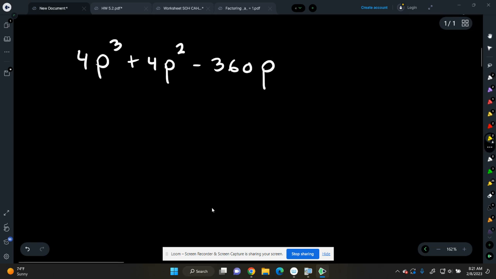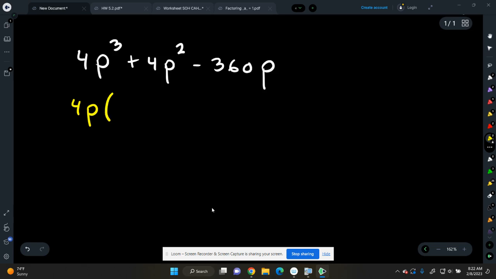Let's do 4p to the third plus 4p squared minus 360p. All right, so what do we do first? Find a factor. What do we try to factor out? 4. 4 and p. Good.